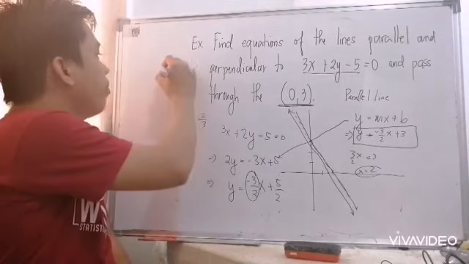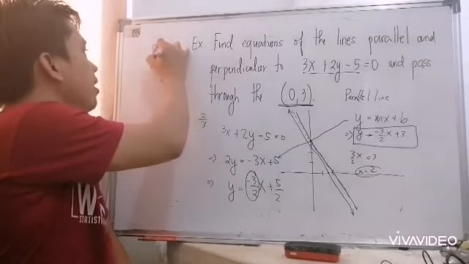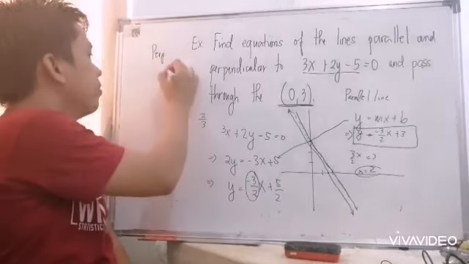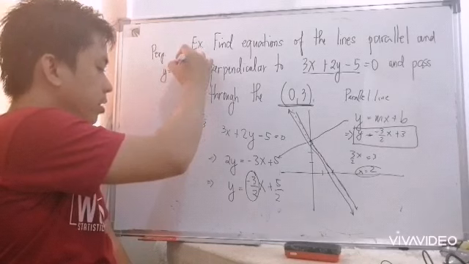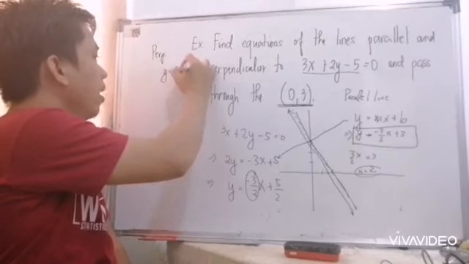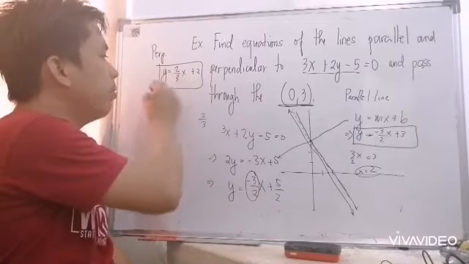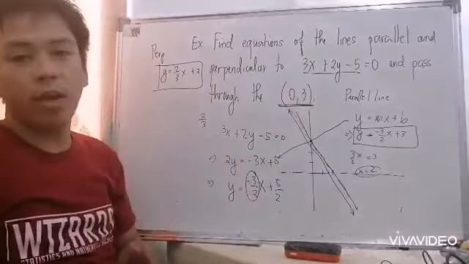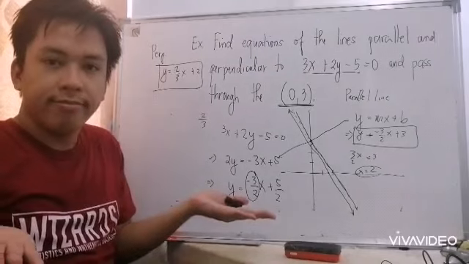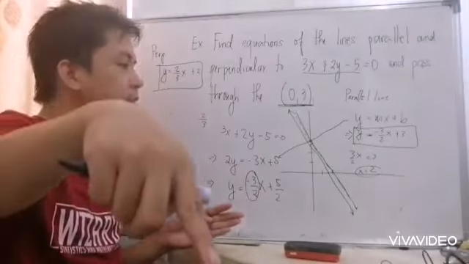So therefore, solving for perpendicular lines, y equals 2/3 x plus 3. That's it. So this is now the equation of the line perpendicular to this equation. If you have any question, you can comment down there.